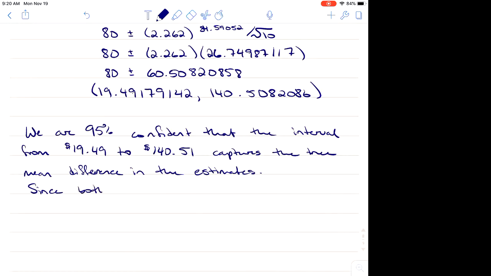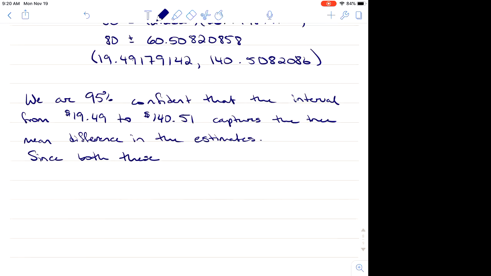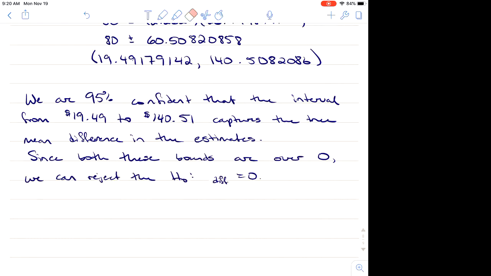Since both these bounds are over 0, we can reject the null hypothesis that mu diff equals 0. That's a nasty mu.